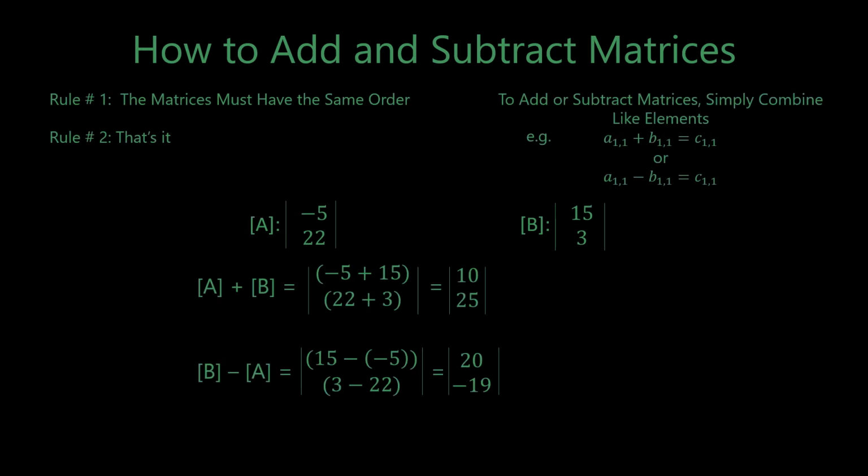So for example, if we're going to add matrix A plus matrix B, we're going to get negative 5 plus 15 for row 1 column 1 and 22 plus 3 for row 2 column 1. For B minus A, we're going to get 15 minus negative 5 for row 1 column 1 and 3 minus 22 for row 2 column 1.